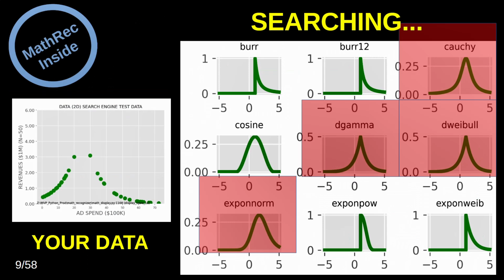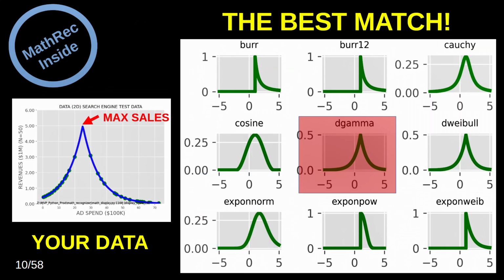A good math formula is required to find the mix of expenditures that will increase sales or cut costs without expensive and time-consuming trial and error. The simulated data in this slide follows the less well-known double gamma function.